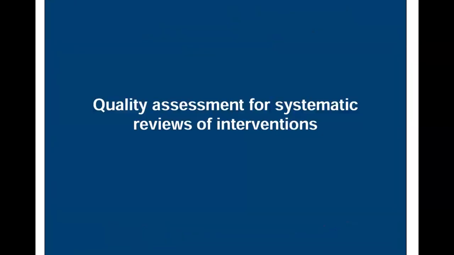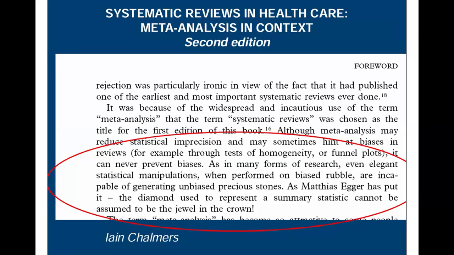So as in many forms of research, even elegant statistical manipulations, when performed on biased rubble, are incapable of generating unbiased precision stones. Matthias Egger has put it that the diamond used to represent the summary statistic cannot be assumed to be the jewel of the crown, because it is affected by the quality of the studies. If the quality of the studies included is not proper, it may affect the diamond.